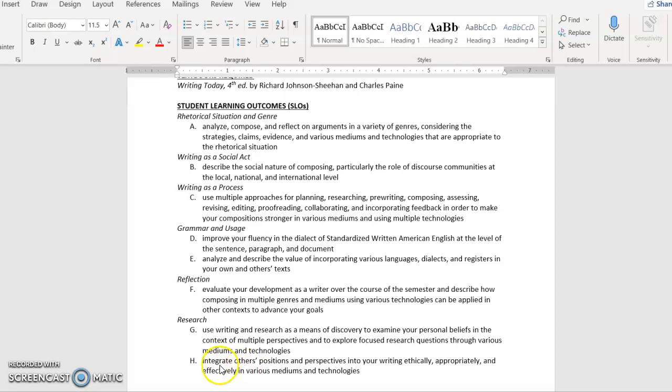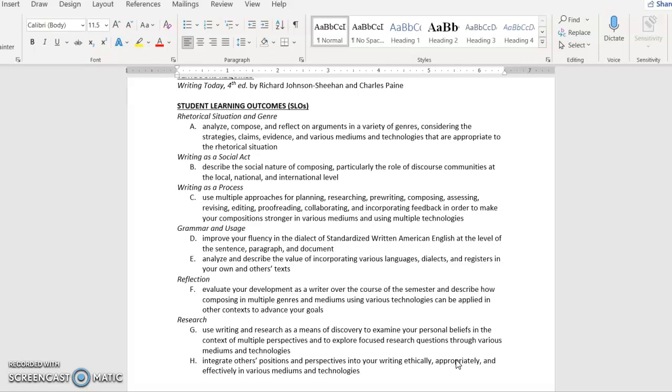So, and then H is to integrate others' positions and perspectives into your writing ethically, appropriately, and effectively in various mediums and technologies. What that means is, first and foremost, don't plagiarize. You're going to go out and find a bunch of really cool research, and you're going to be psyched about it. And the first thing you have to think about is, how do I not plagiarize that? That's what integrating others' positions and perspectives ethically and appropriately means. That means do not plagiarize.